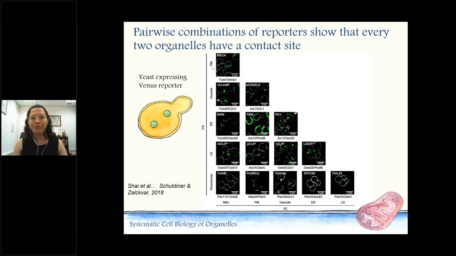So here we have VN and we have different organelles of the cell here, and we have the VC with different organelles here. And you see the cells, and the green fluorescent signal marks the different contacts. So you can see that basically every two organelles in the cell can form these contact sites. And this was later also shown in yeast and in the mammalian cells.